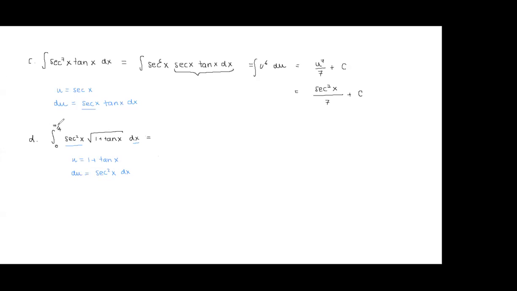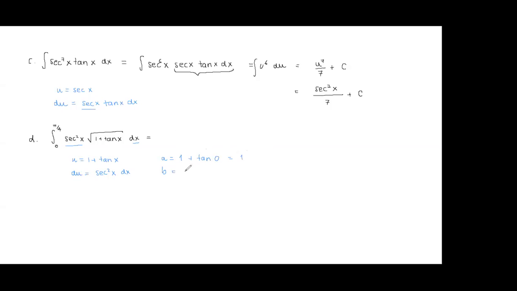But because this is a definite integral, I need to also change the bounds, right? So a is going to change, b is going to change. So I'm going to have a and b. And yes, so I'm going to have to change these. So that means I'm going to have 1 plus tangent of 0. And tangent of 0 is sine of 0 over cosine of 0, which is 0 over 1. So that means this is going to be 1.